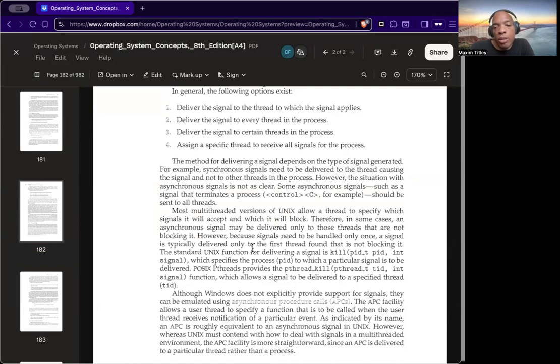Now, remember that the threads run within the process, right? So we define processes as machine resources and the threads that run within them. So if we have a multi-threaded environment, in that case, there can be various different options for which subcomponents, which threads of execution will be actually hearing about the signals and trying to respond to them.